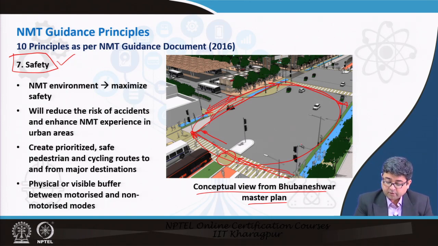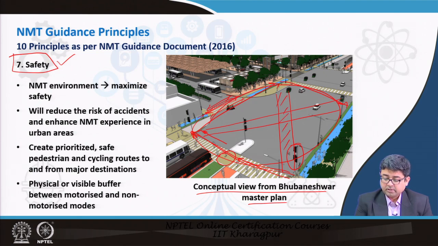When you are providing for signals at the intersection, you have to make sure that there is an NMT phase, right. In many such large intersections, in some of the modern intersections, you would see that there is an all red phase. The all red phase allows people to crisscross and cross in any direction that they want to cross in.